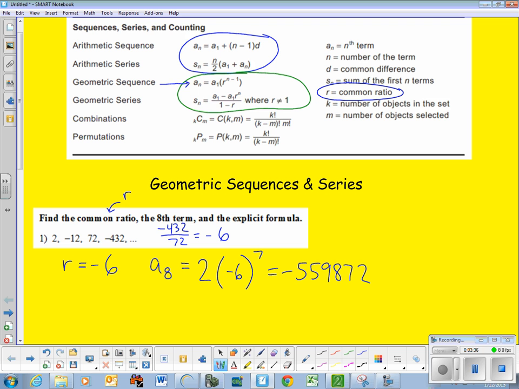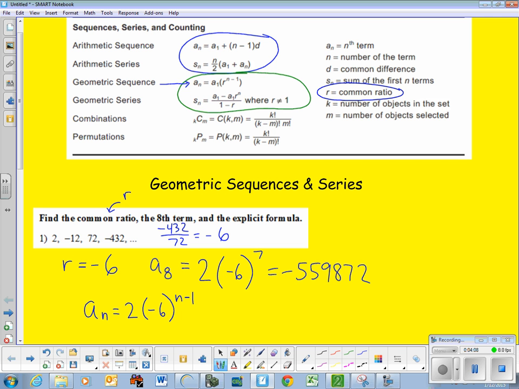All right, and then the explicit formula. The explicit formula is just, give me a formula that I can substitute into and make it specific to this sequence. So the explicit formula, A sub n, will be 2 times negative 6 to the n minus 1. So it's that exact same geometric sequence formula above, but it has the 2 and the negative 6 in place. You don't have to do any rearranging.